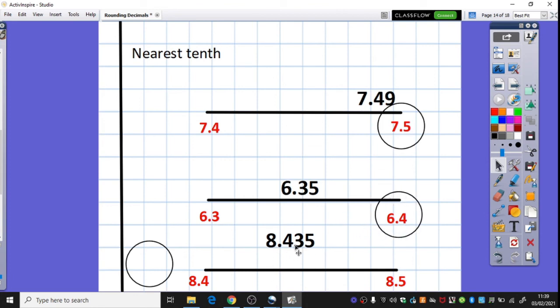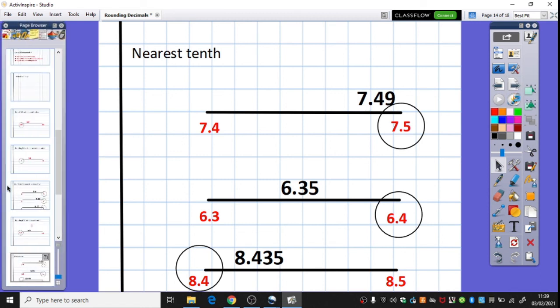Finally, this last one can look trickier, but actually it's the same rules applying. 8.435, the tenth before is 4, so 8.4, the tenth after is 5, so 8.5, and we are just looking to that column to the right. It doesn't matter how many digits there are after, we've obviously got thousands here as well, but we're just looking to that next column to the right, which actually tells us we're placing it less than halfway, possibly about here, and we are rounding down low. 4 or below we round down low.